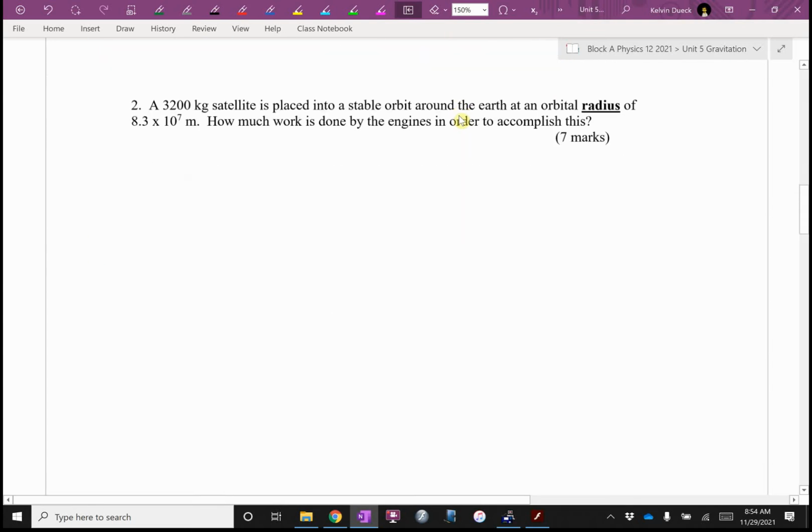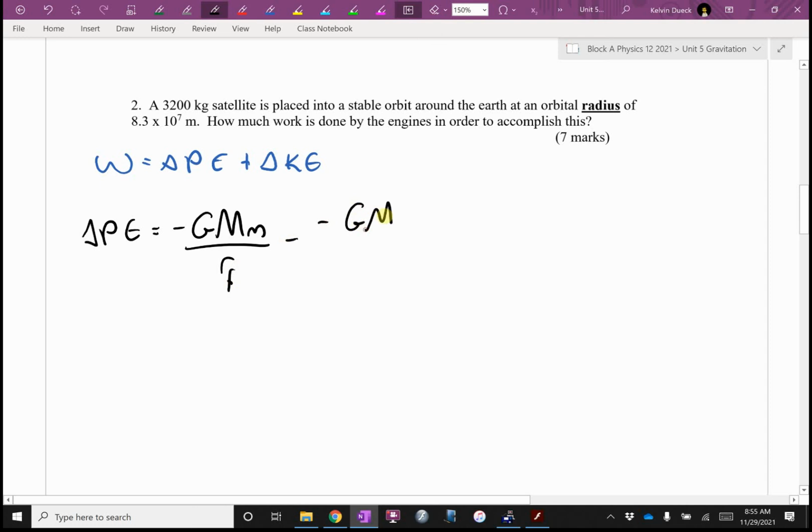Number 2. They didn't give me the orbital speed. How much work? It's going to be change in potential plus change in kinetic. Change in potential is going to be negative big G, big M, little m over R final minus negative big G, big M, little m over R initial.